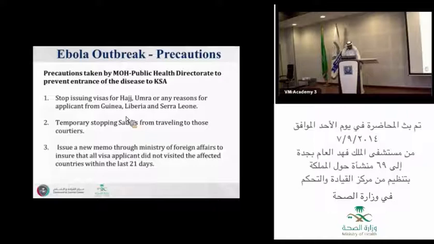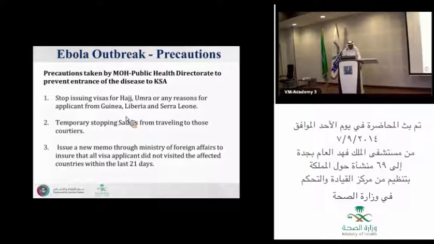For contacts, this is one of the major roles of public health that we have. We follow the contacts, especially the household, the healthcare worker, and airplane contacts if needed. The contacts must be followed for 21 days for Ebola, as we previously did with the suspected case. We followed all the contacts. We had about 48 contacts at the house of the suspected case, Allah yarhamu, Zahrani.